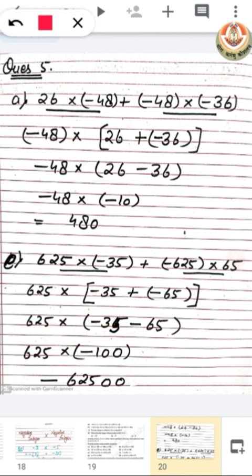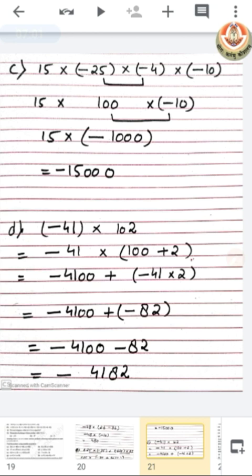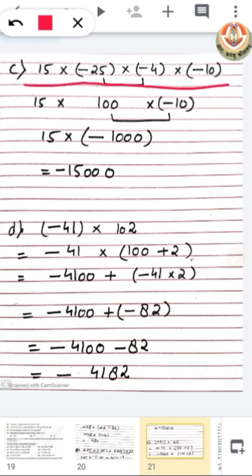Okay class, let's move on to other parts. C part and D part. Now we can see that here 4 numbers are multiplying. In these parts we will learn how to make our calculation easy. So let's try to find those numbers first.